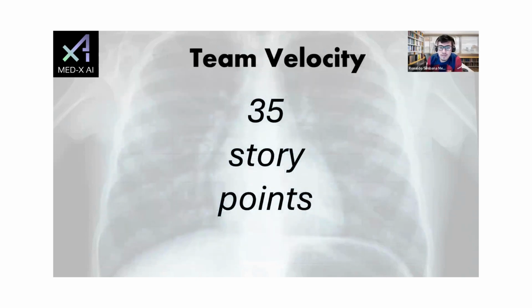Okay, so our team velocity had an estimate of 35 points, which means, from the slides before that I was describing, the total of estimations added together came out to be 35 points. Okay, next.